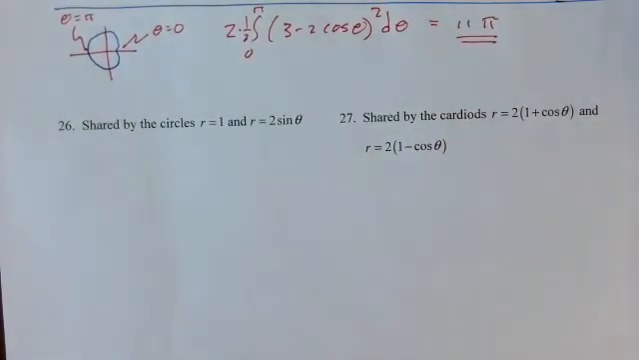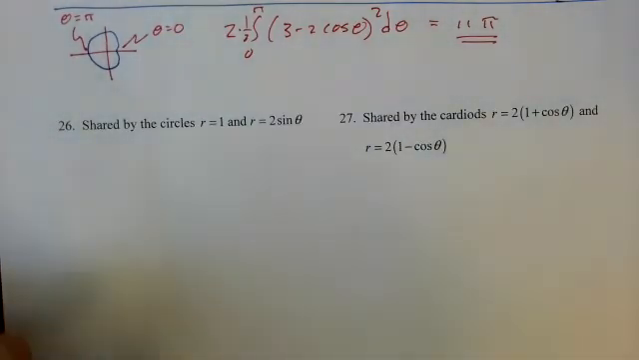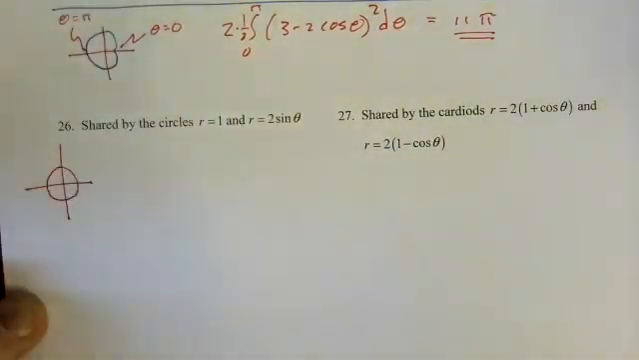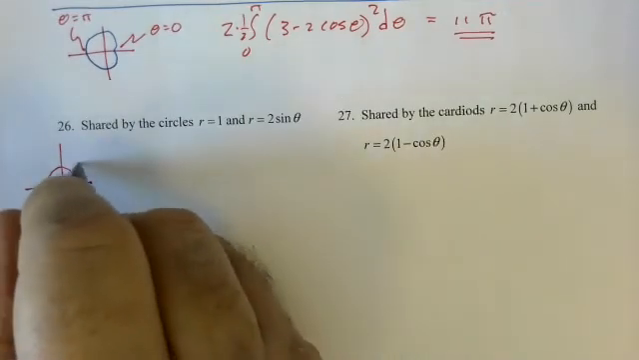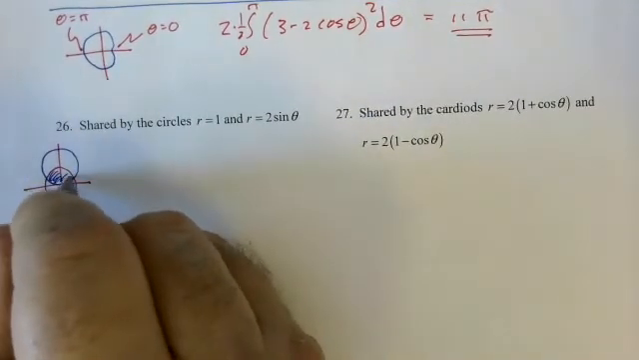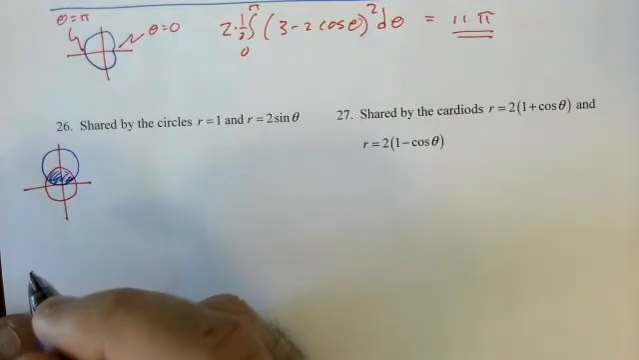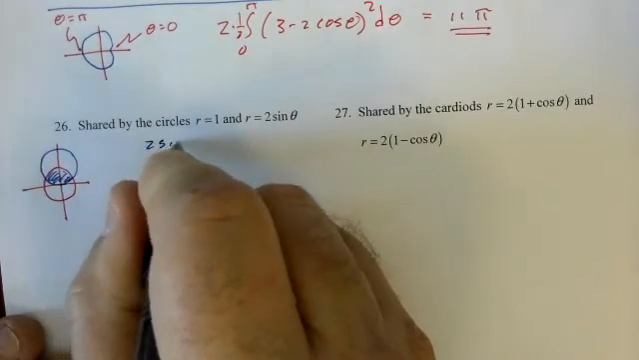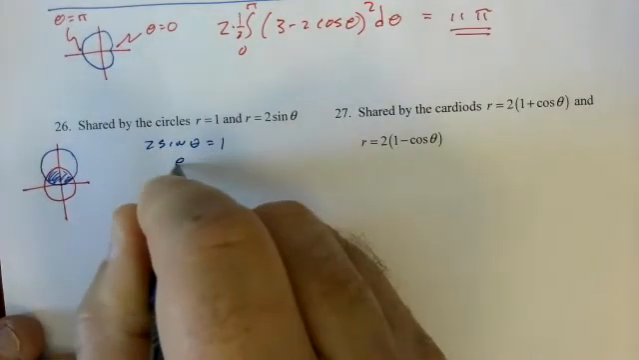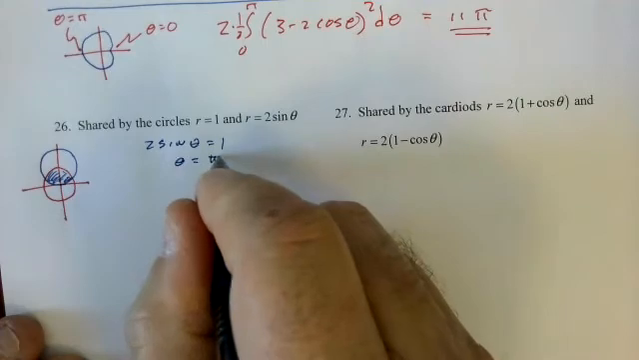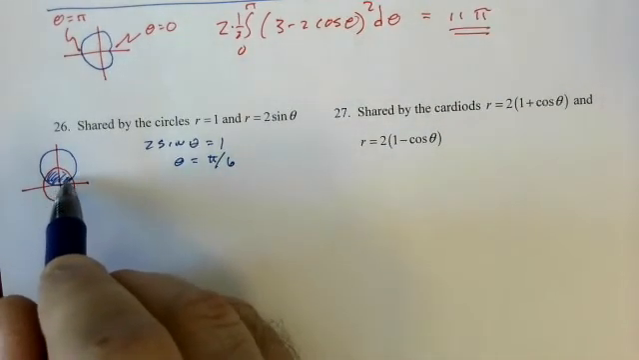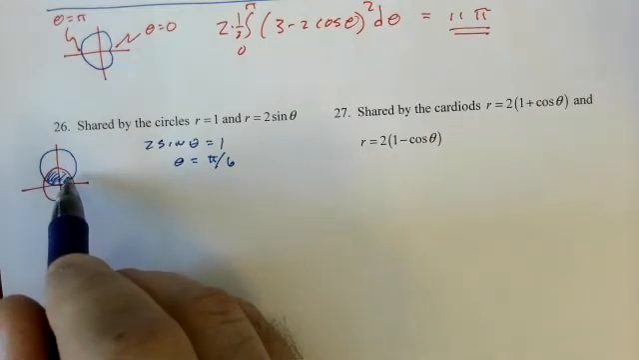Shared by the circles. This looks interesting. Try not to go over there onto the other one. R equals 1. R equals 2 sine of theta. So we want this area here. Let's see what's going on. How do I know where they intersect? Well, 2 sine of theta equals 1. Theta equals pi over 6. That's where they intersect. So that'll just give me a funky little area. It doesn't really help me.